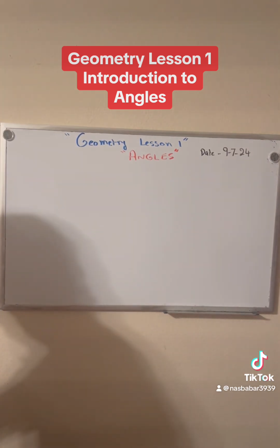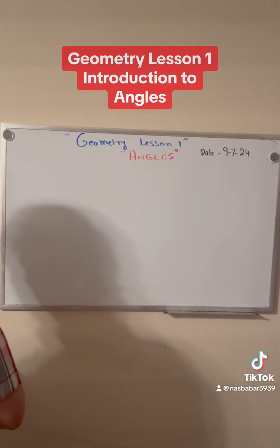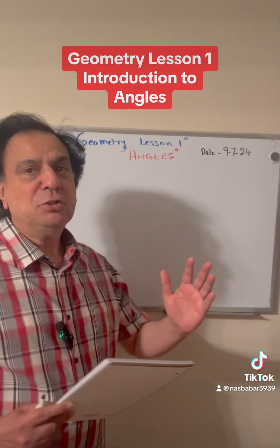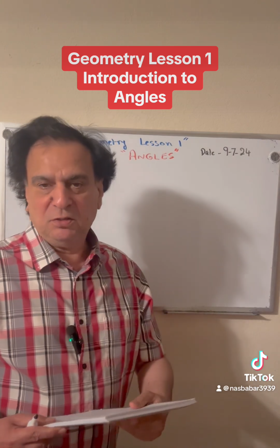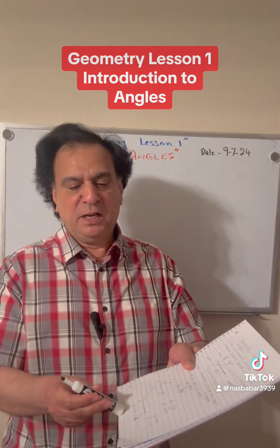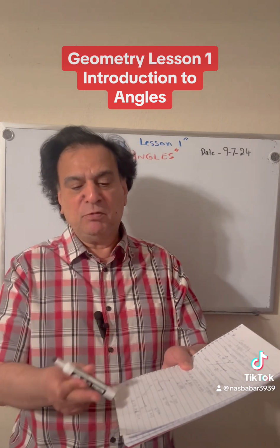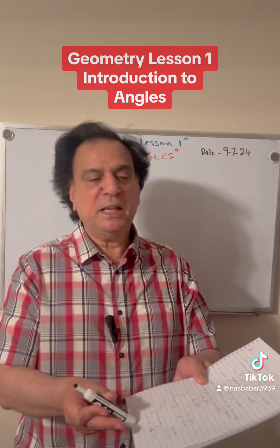Thank you for joining. So we're going to discuss angles. What is an angle? The classic definition of an angle is that you measure the distance between two rays. Let's pretend this is a ray and this is a ray. The distance or the measurement between them is basically an angle.